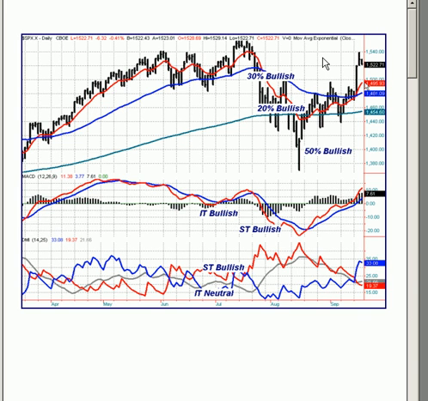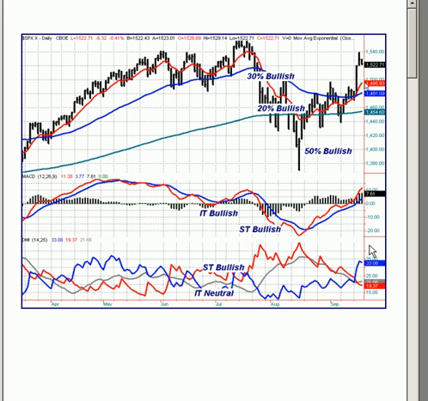From a momentum perspective, we actually went bullish right around here on this crossover on a short-term basis, and have recently become IT bullish as well. So we're fully bullish here, here, here, and here, and becoming bullish from a directional movement perspective as well, at least short-term bullish at current. So that's where the cash market is.